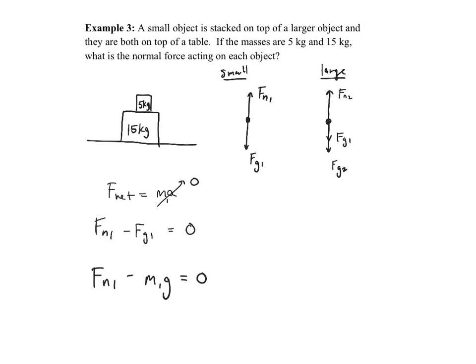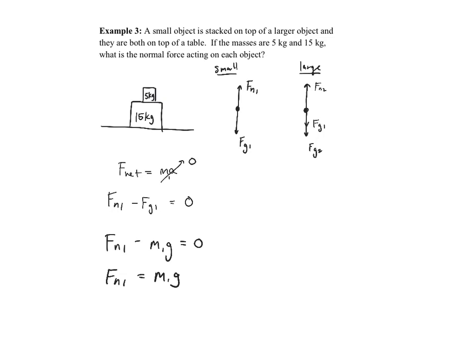I'm putting a 1 here because I'm talking about the mass of the first object. So FN1 is simply equal to m1g. And that makes sense logically. Here's how I would read this.